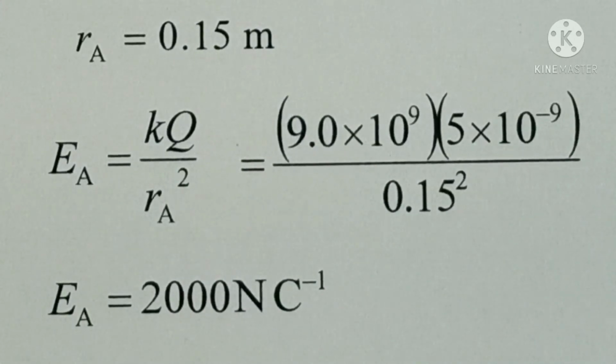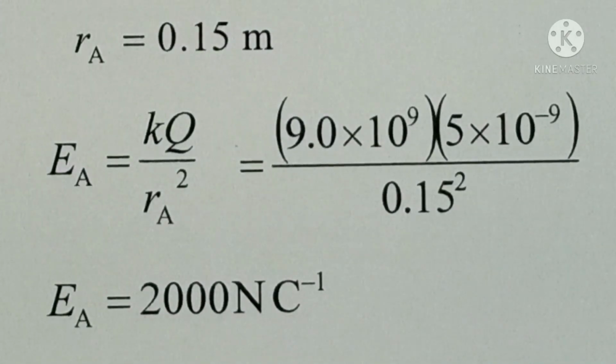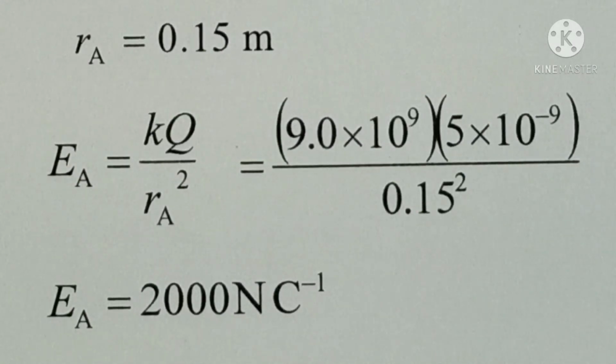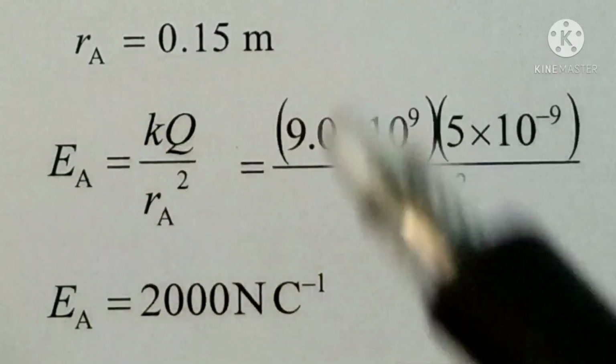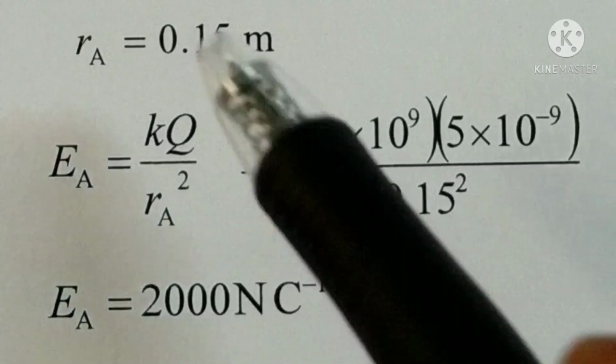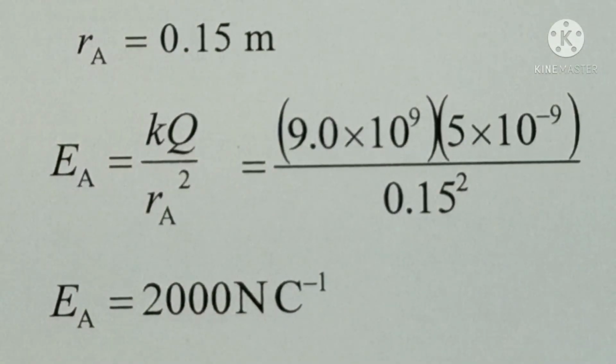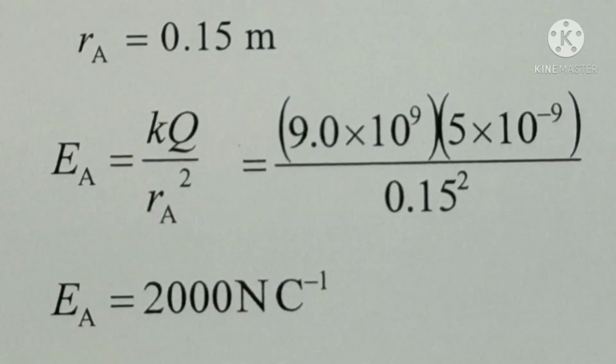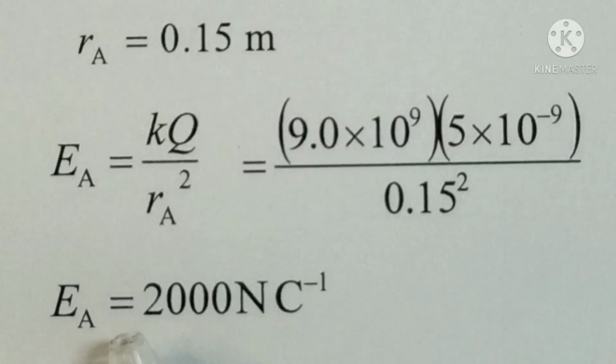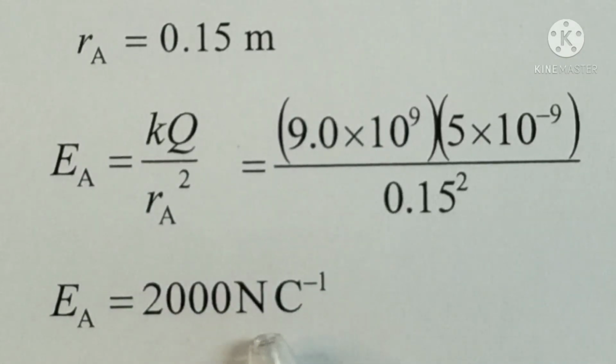Electric field at point A equals KQ over RA squared. RA is 0.15 meter, which we already got in section C1. We substitute all the values into this formula to get the electric field at A, which is equal to 2000 newton per coulomb.